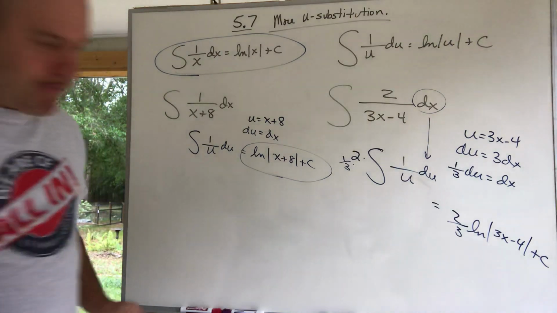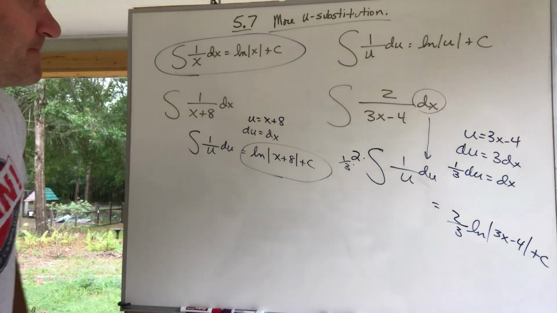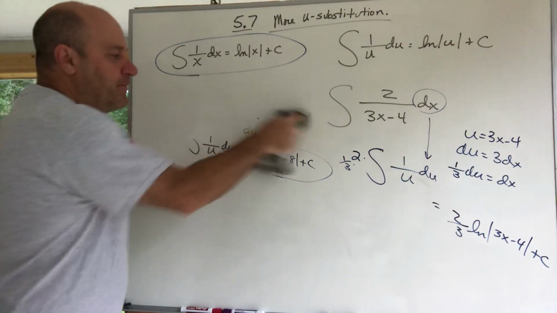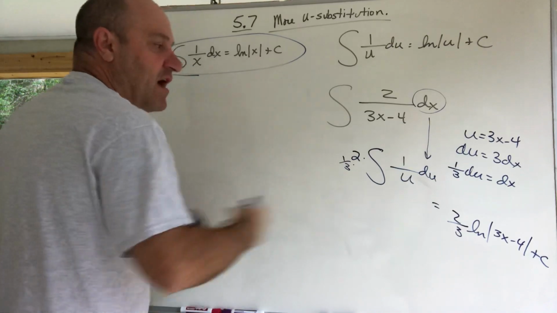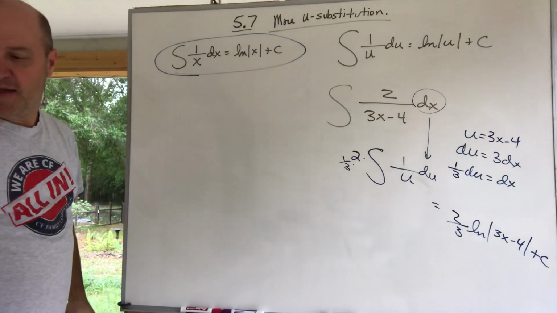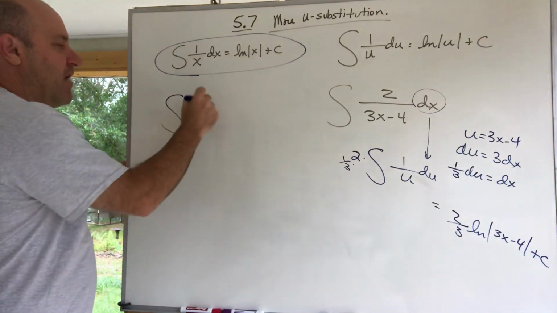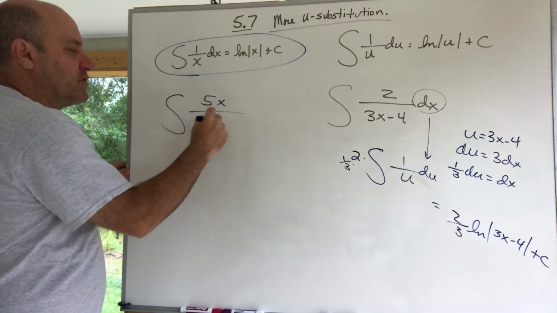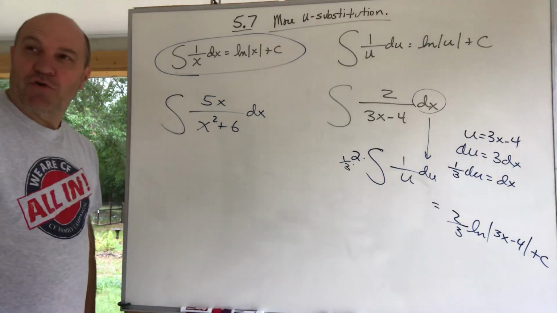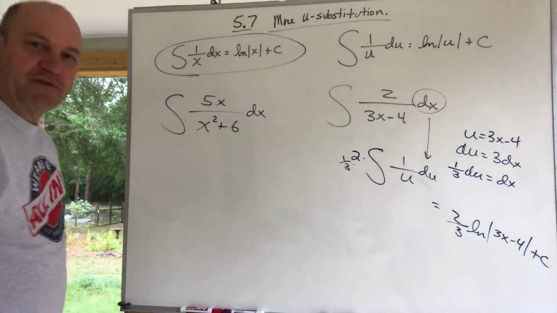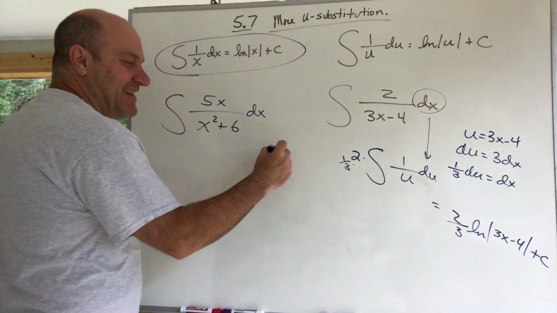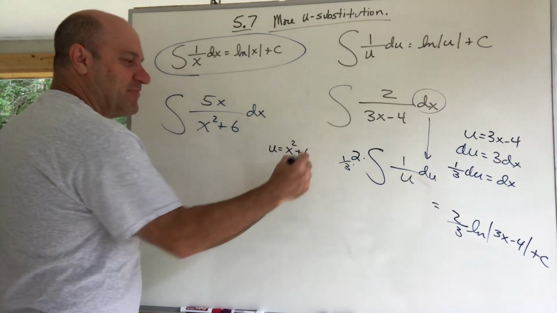Let's do another one. It's cool to contrast these. If you can get a u in the denominator, that's good. That's just natural log of u. Let's try this guy. 5x over an x squared plus 6 dx. You could run through your brain and think about all the different options it might be, but you should let u equal the denominator, x squared plus 6.